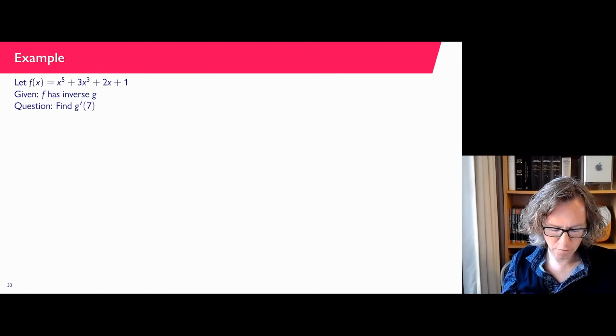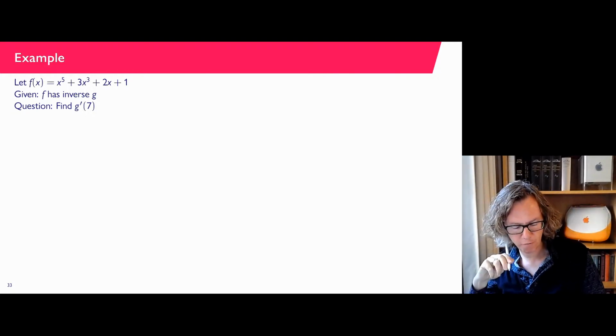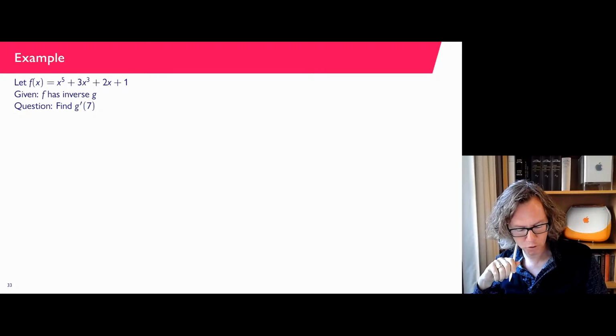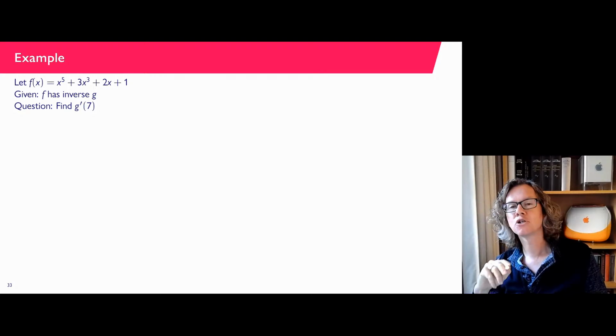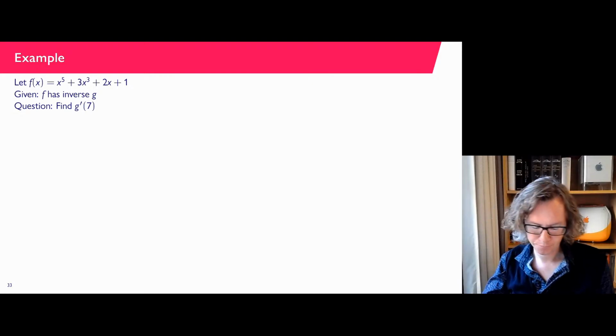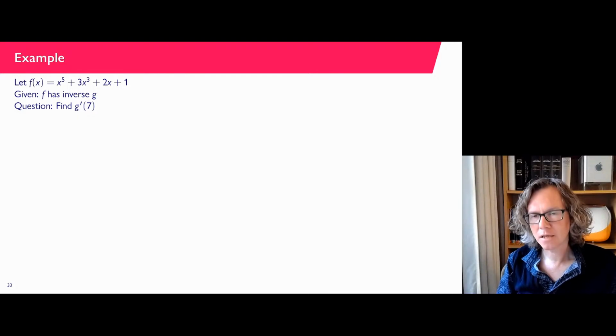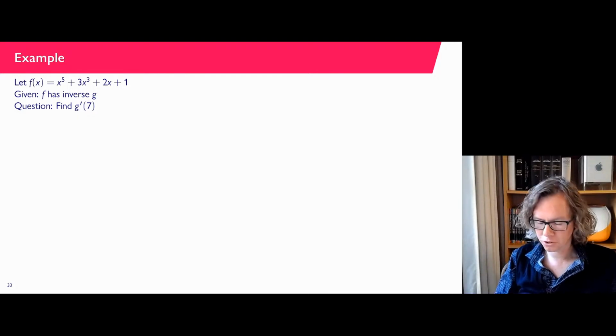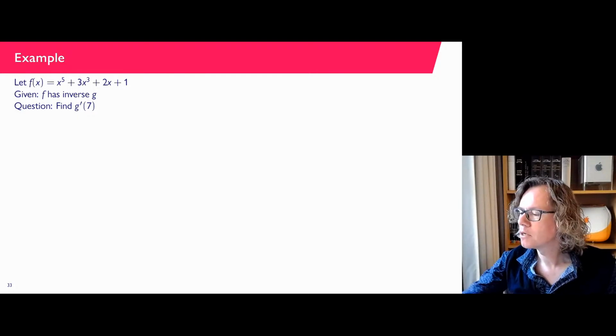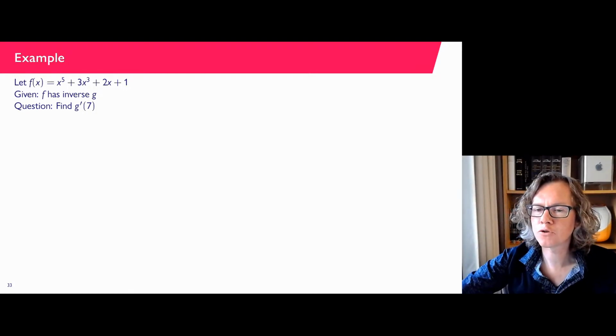So let's consider the function f(x) = x to the power 5 plus 3x to the power 3 plus 2x plus 1. And it's given that f has an inverse, so we don't have to show that. So the question is, what is g prime at 7? Now, if you just look at this question, you might be tempted to try and find the function g.